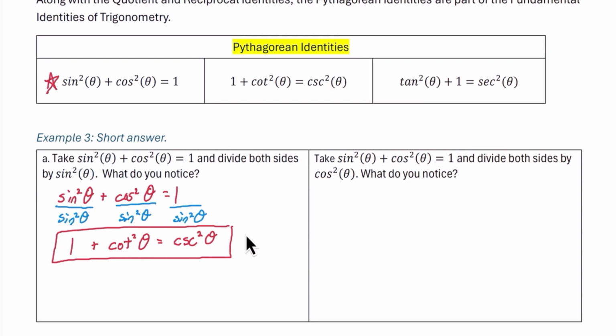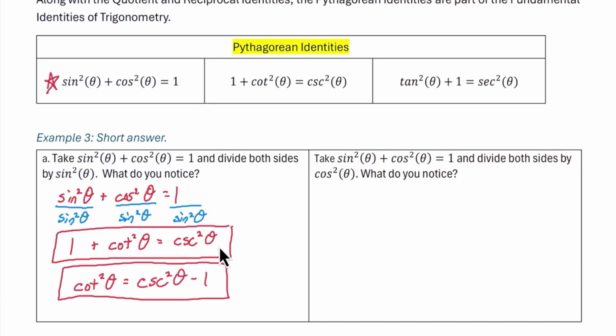And notice we can also manipulate that result and solve for cotangent squared theta. So if we subtract 1 on both sides of that equal sign, we'll get cotangent squared theta is cosecant squared theta minus 1. This is the same identity, just manipulated a little bit so that cotangent squared theta has been isolated. Sometimes that can be helpful.